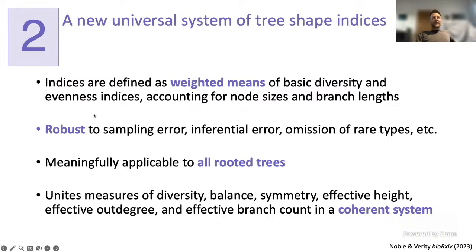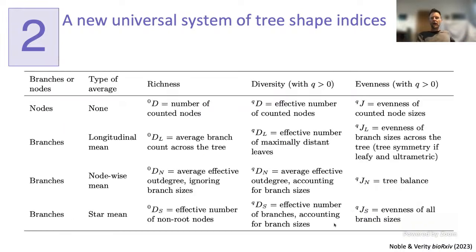So the basic idea is that in some way, we define indices as weighted means of basic diversity and evenness indices, accounting for both node sizes and branch lengths. And what we show is that this method is very robust. It's applicable to all rooted trees, and this system unites measures of diversity, balance, symmetry, effective height, effective out degree, and effective branch count in a coherent system. So all of these different ways of looking at a tree can all be put within this single system, which is summarized in this table here.